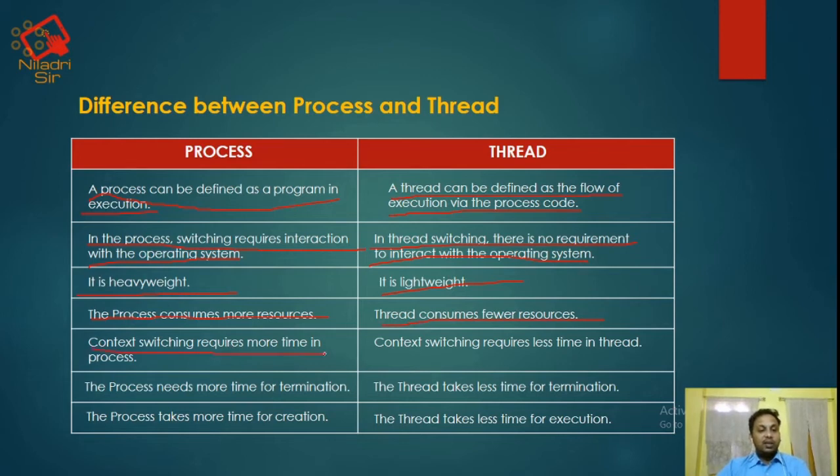Context switching requires more time in a process, but context switching requires less time in case of a thread. The process needs more time for termination, but the thread takes less time for termination. The process takes more time for creation, but the thread takes less time for creation.